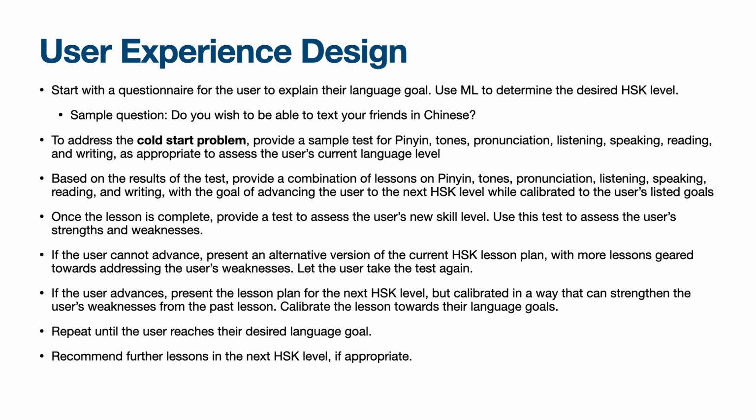So the UX design for this app: every user would be presented with a questionnaire to explain their language goal. And based on that, we'll use machine learning to determine which HSK level they want to achieve, and so on and so forth. The questionnaire will have questions like, do you want to be able to text your friends in Mandarin Chinese? That means the person would need to have a pretty good grasp on pinyin. If you want to be conversational in a supermarket, then that would be something like HSK3, etc.